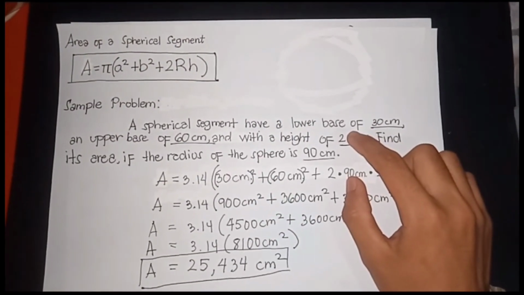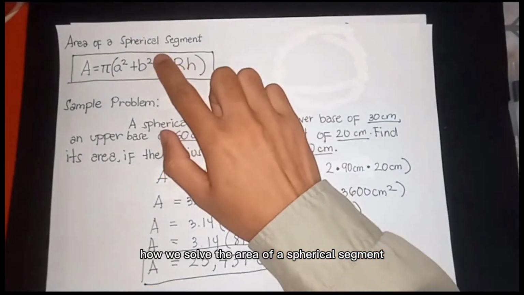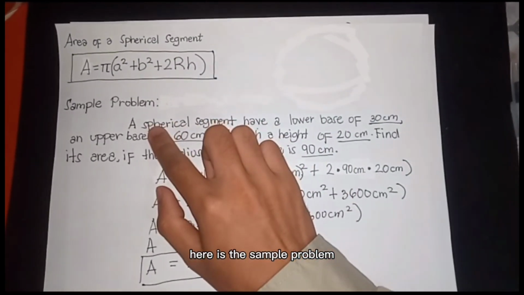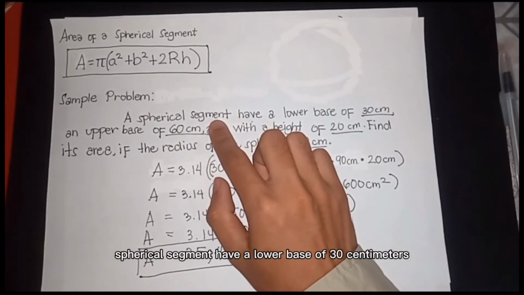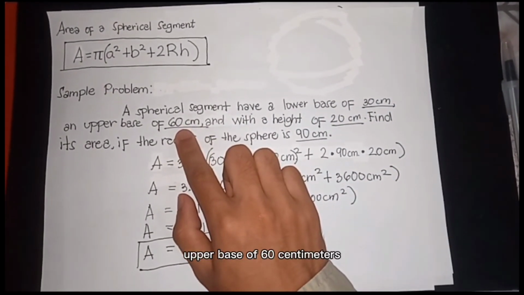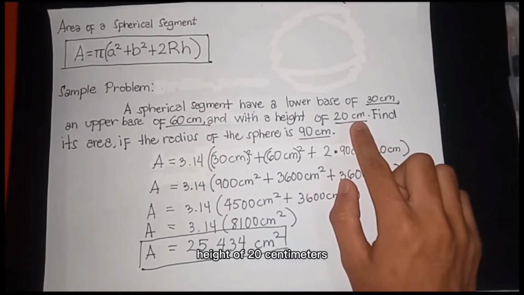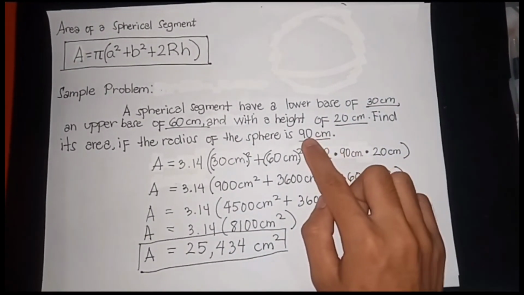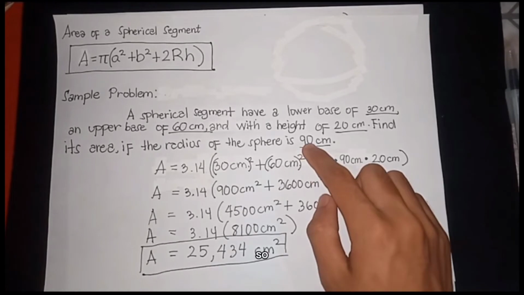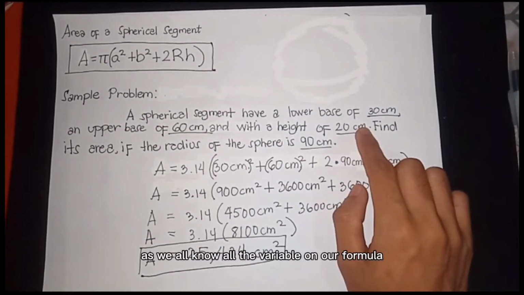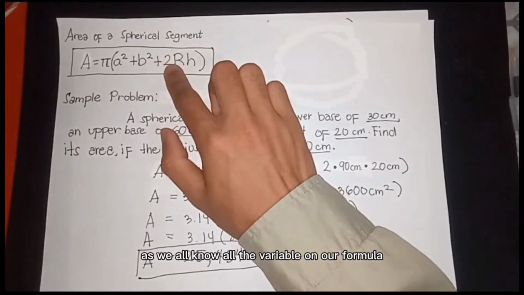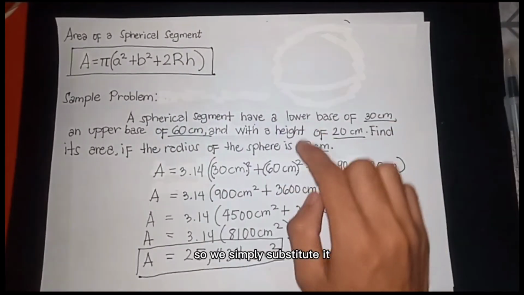So here is how we solve the area of a spherical segment. Here is the formula. Here is the sample problem, which states that a spherical segment has a lower base of 30 centimeters, upper base of 60 centimeters, height of 20 centimeters, and the radius of the sphere is 90 centimeters. As we know all the variables in our formula, we simply substitute them.